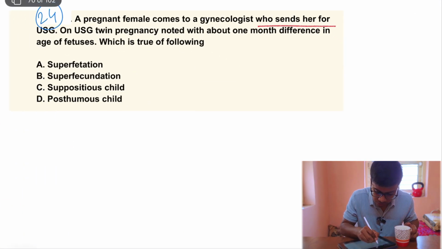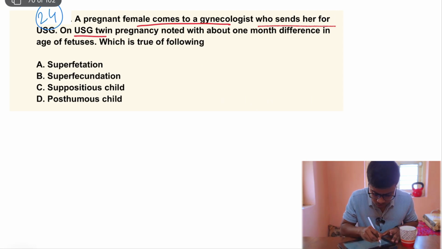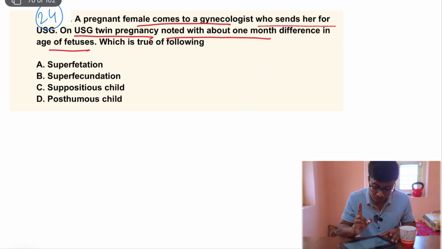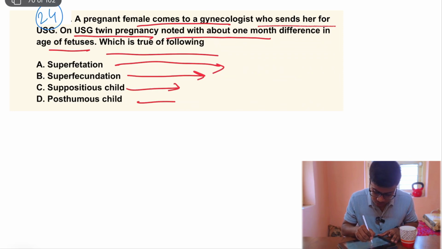Now, a pregnant female comes to the gynecologist who sent her for ultrasound. On ultrasound, there is pregnancy noted with 1 month difference in ages of the fetus. Which of the following is true? Fetation, fecundation, suppositious, and posthumous.